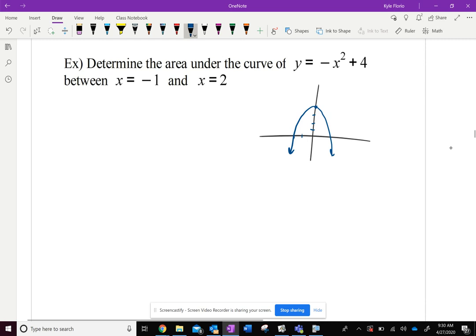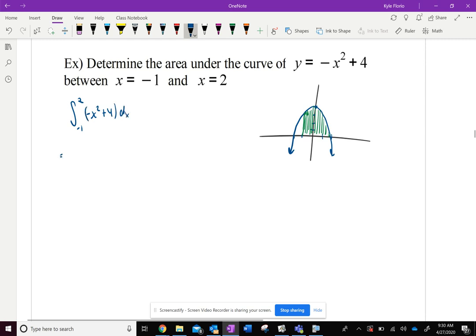The intercepts are going to be negative 2 and positive 2. So I want to find the area between negative 1 and 2. So that's this area right here. And if I want to find the area under the curve, I can take the definite integral. I'm going from negative 1 to 2 of negative x squared plus 4 dx.